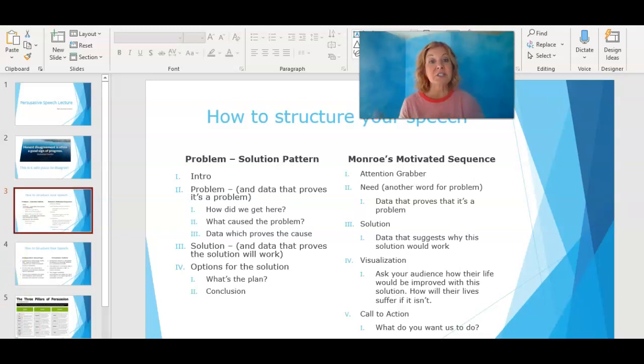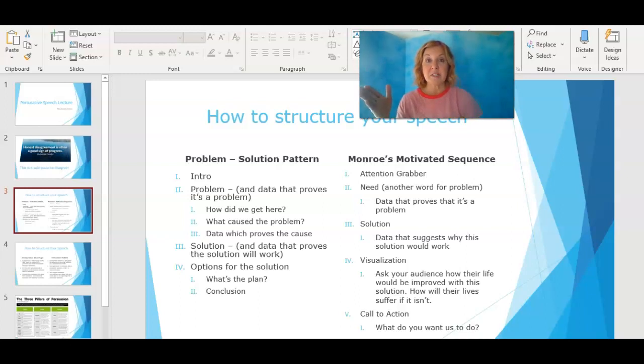Okay, so let's just review for a second. Problem solution. Here's the problem. Here's the data that supports why it's a problem. This is how we got here. This is the data that supports that. Here's the solution. Here's the data. The first one, you use it when somebody doesn't even know that it's a problem. Or number two, you use it when somebody knows it's a problem, but doesn't know what it has to do with them. All right, so you've got to personalize it for them.